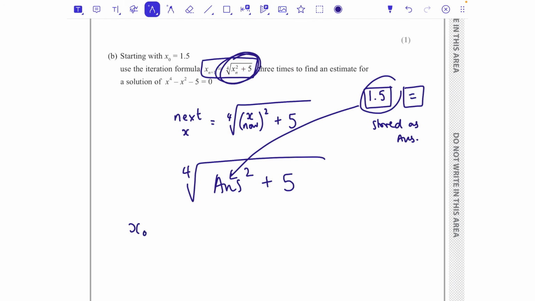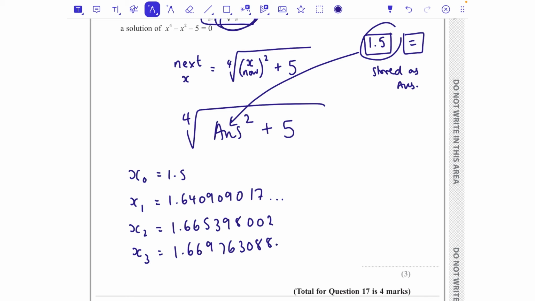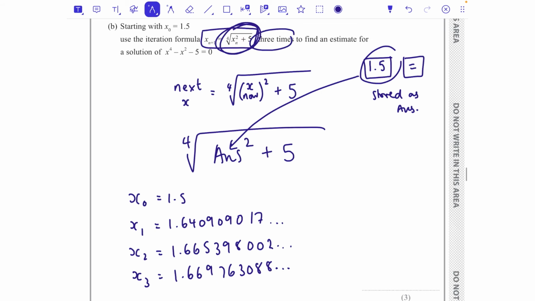So x0 was 1.5, which means x1 is 1.6409090017. Hitting equals again will get you straight to x2, 1.665398002, and hitting equals again is 1.669763088. Write down all the numbers on your display. They told me to do it 3 times. So 1, 2, 3. There we go.